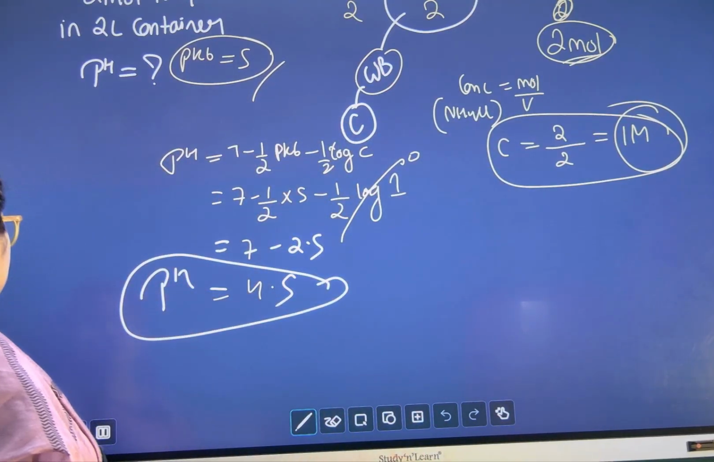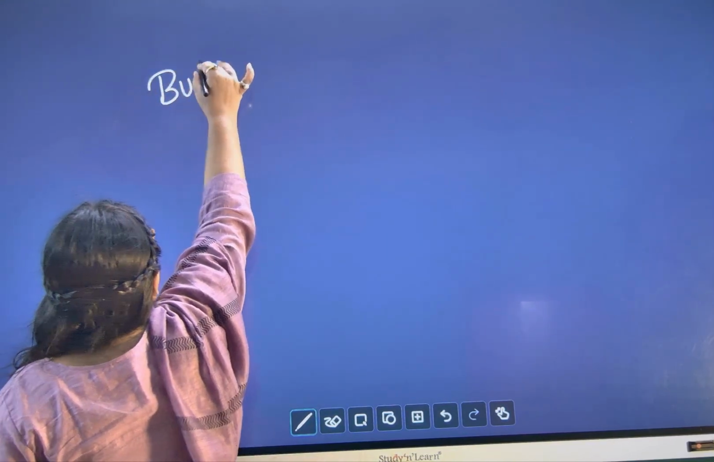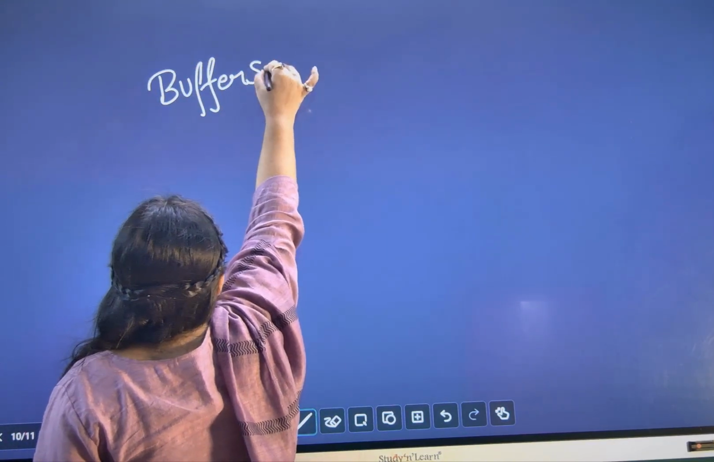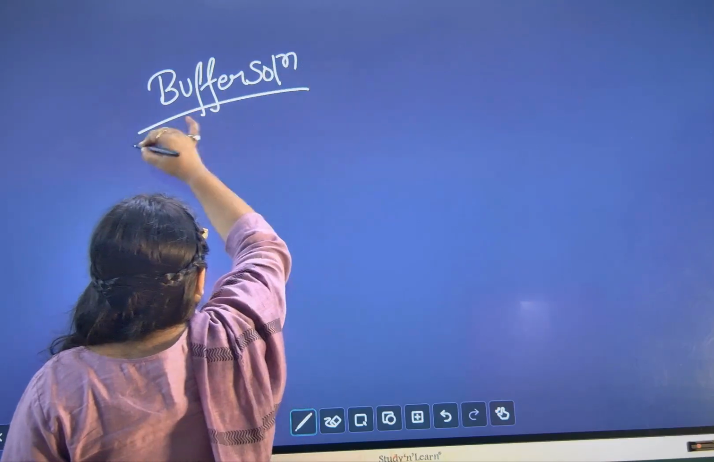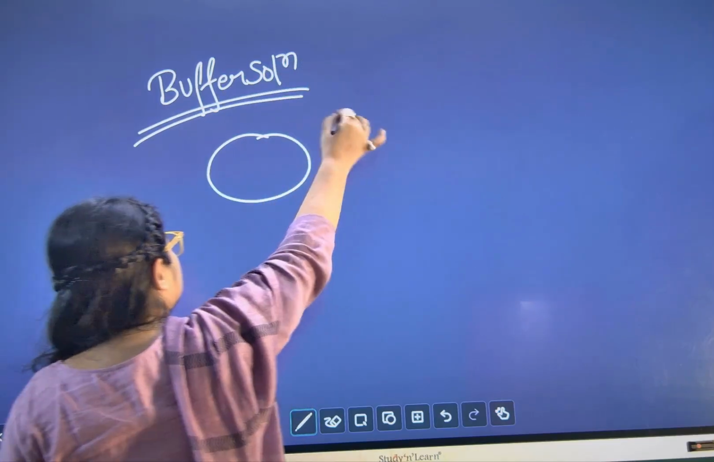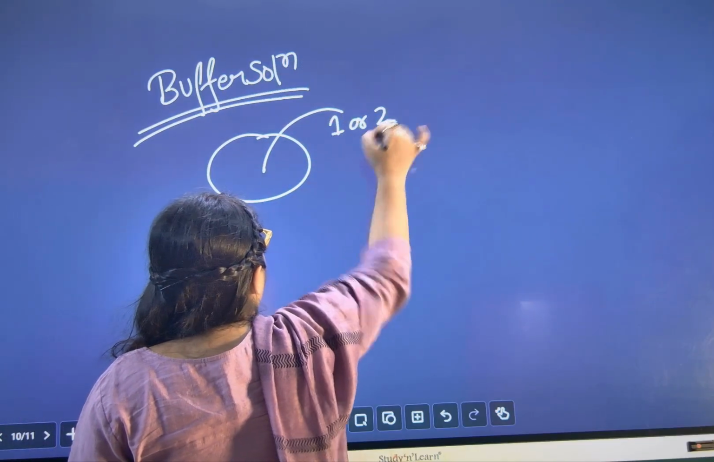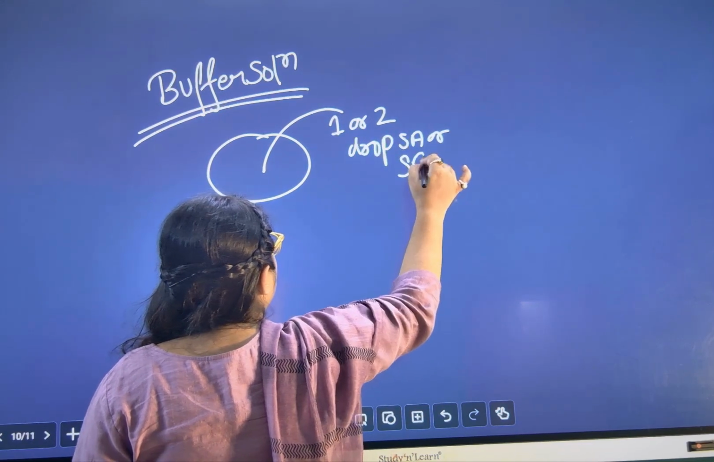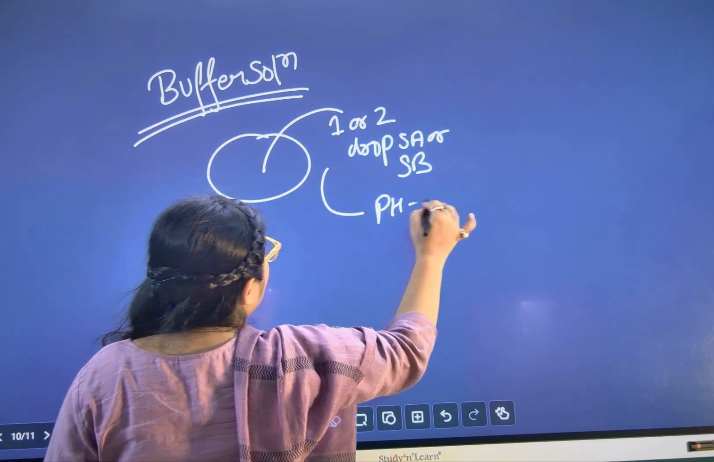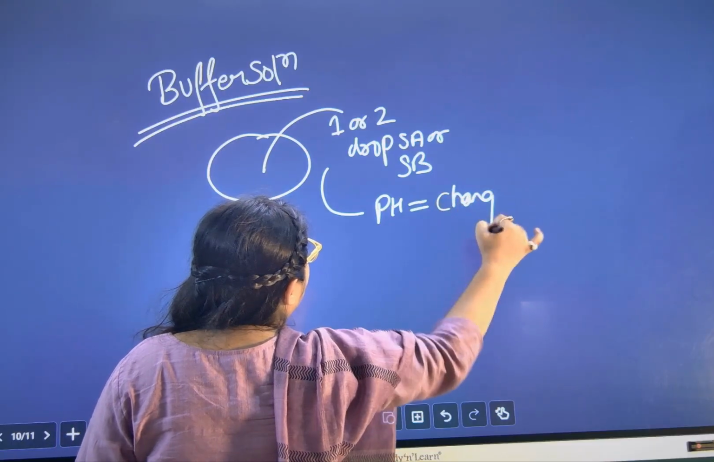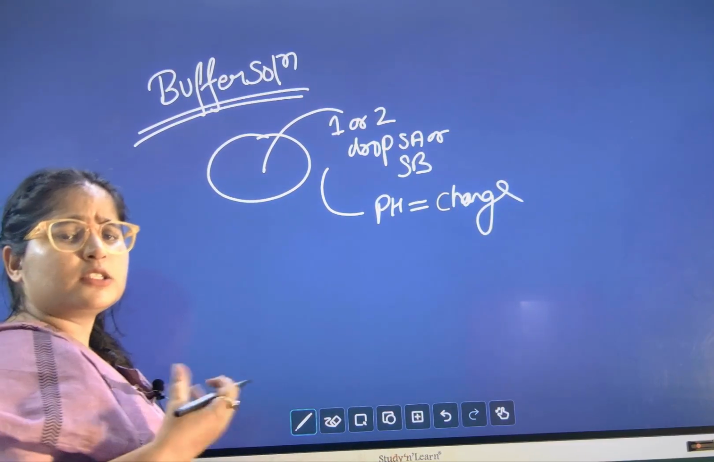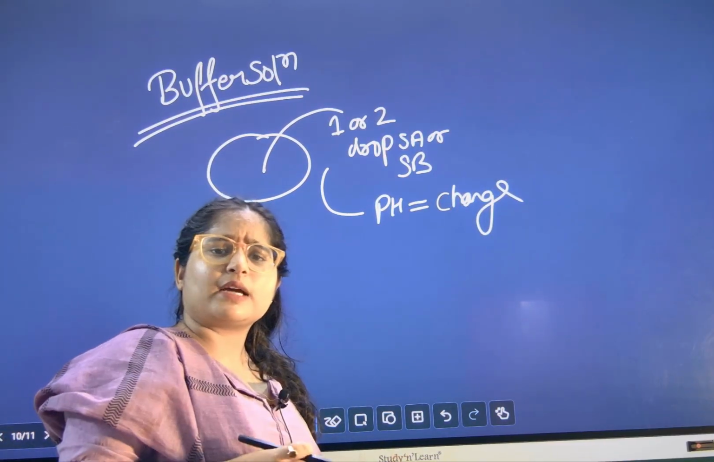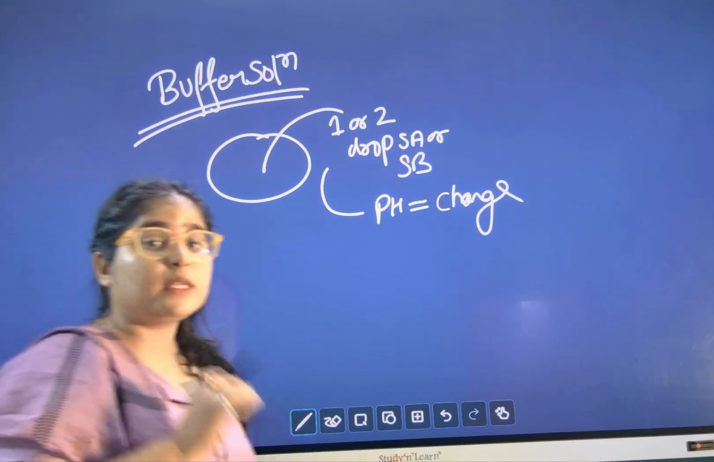Okay, fine. So let us see our buffer solution. What do we mean by buffer solution? Whenever in any solution you add 1 or 2 drops of strong acid or strong base, what will happen? pH will change definitely. Now in a solution, if I add a little bit of strong acid or a little bit of strong base, pH will change.